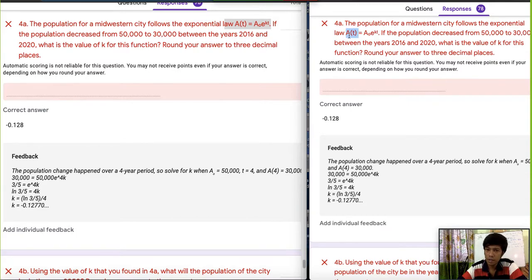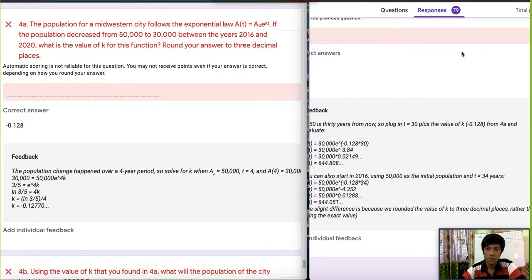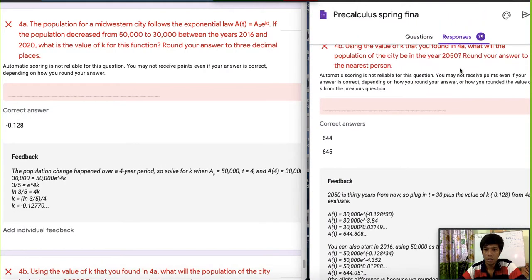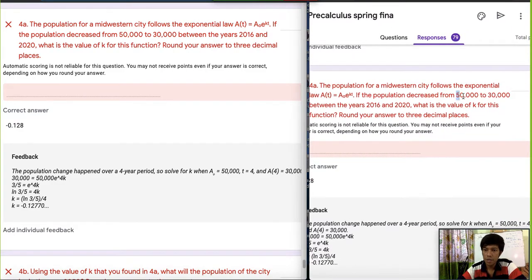As usual, A(t) is the final amount, A0 is the initial amount, t is the time. In most maths we do not change the symbol; people do not change the symbol every now and then. So if you put all these values here from this question: decreased from 50,000 to 30,000. So what is the initial amount? Initially it was 50,000, now it is 30,000.